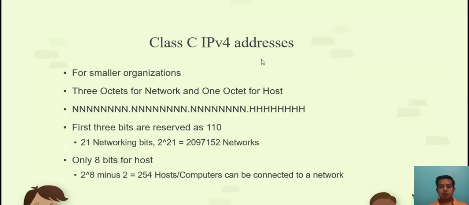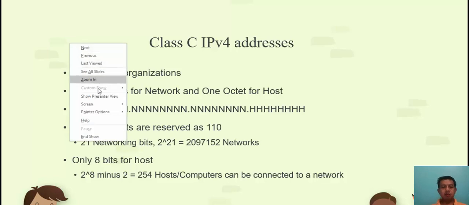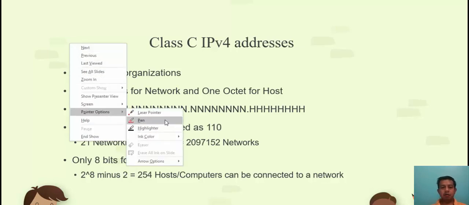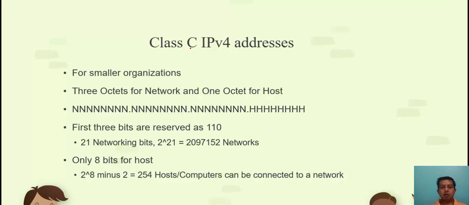Now let us come to the third class of IP addresses, class C. Now these class C addresses were intended for smaller organizations, organizations which have a much smaller number of computers in their network. That was the original idea. So class C addresses were meant for smaller organizations.